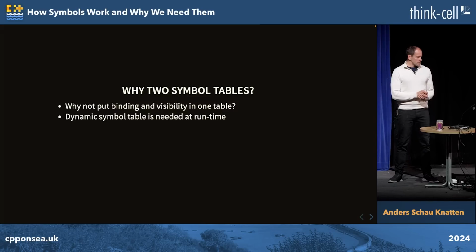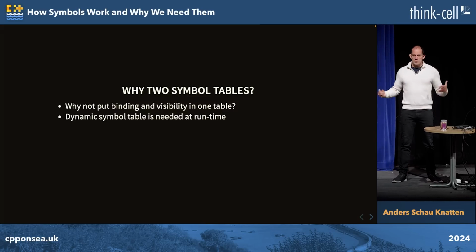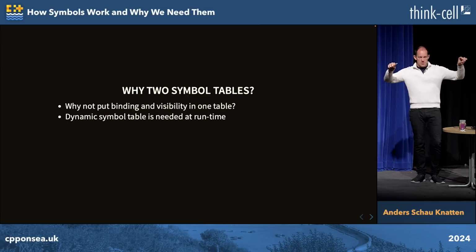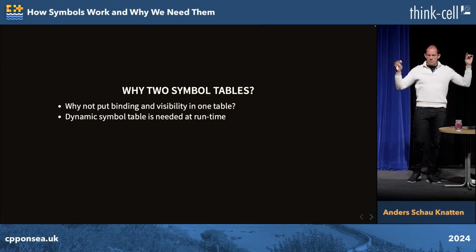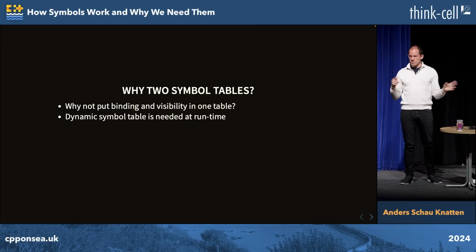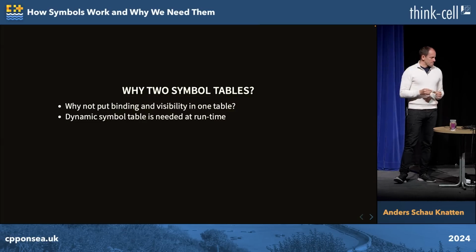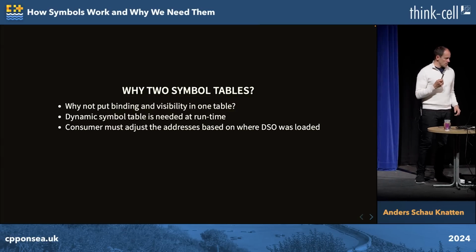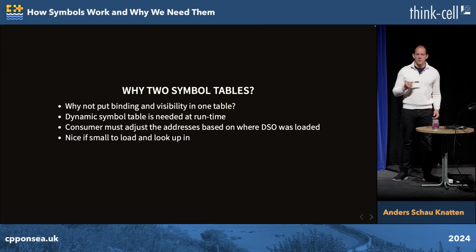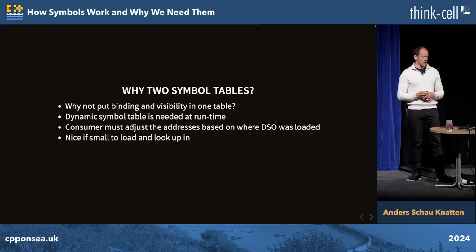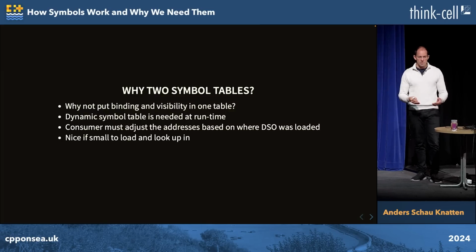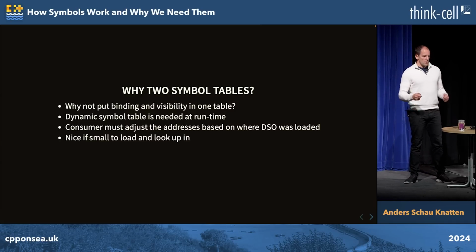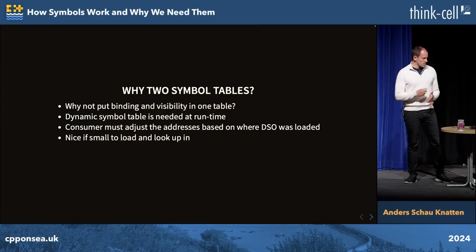And the dynamic symbol table is needed at runtime. So when you load your executable, it loads some SO files that maybe load some other SO files, and everything has to be able to resolve everything that's in different SO files. So we need it at runtime. And it's nice if this table is small to look up in, and your binary gets smaller as well. You don't need to ship all the things you don't need, and it's quicker to look up in a small table than in a big table.